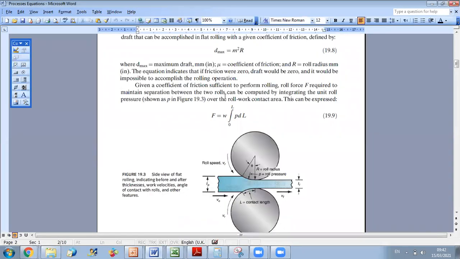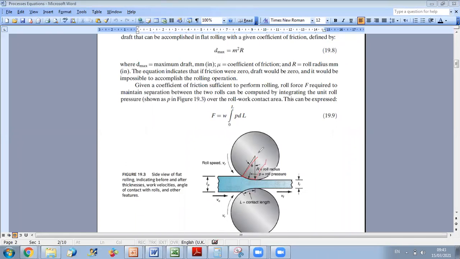Okay, so we were talking about how to compute the force acting between the rollers and the work part. And then we said that for an approximation of this force, we can multiply the average flow stress by the contact area between the rollers and the work part. And the contact area is equal to the contact length times the width of the part.